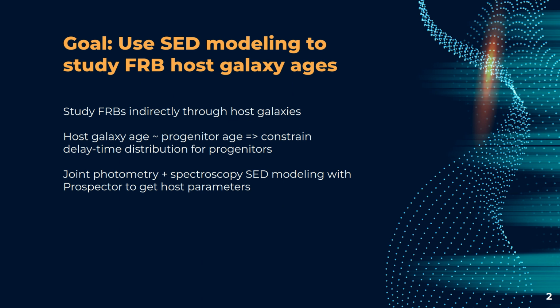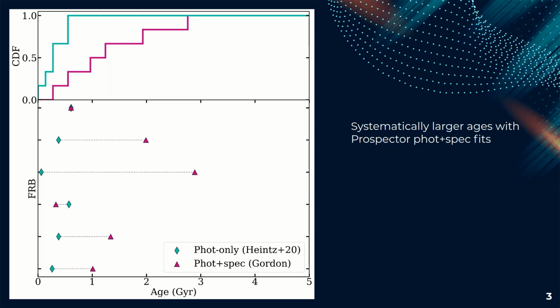The advantage of this joint fitting is that you're able to constrain age, metallicity, and star formation rate better than photometry-only fits. Currently, I've been working on fitting the 13 localized host galaxies in Heintz et al. 2020 and have some preliminary results to show.